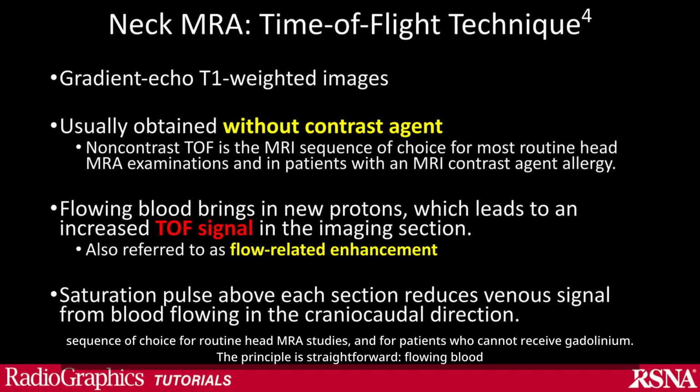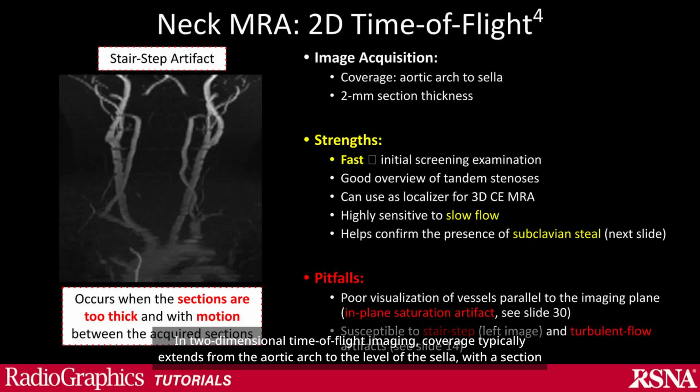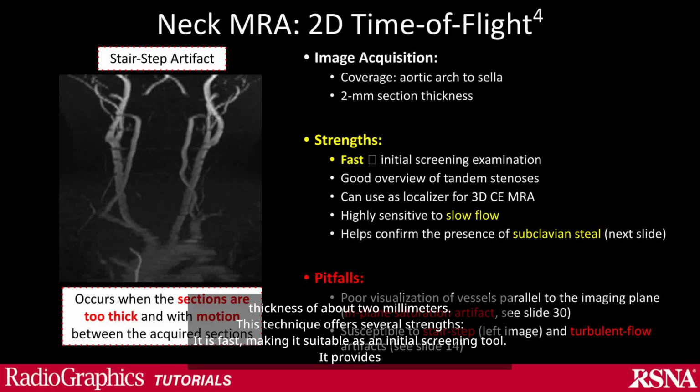The principle is straightforward. Flowing blood continually brings fresh unsaturated protons into the imaging slice, producing a strong TOF signal. This is often referred to as flow-related enhancement. To reduce unwanted venous signal, a saturation pulse is applied above each section, suppressing blood that flows in the craniocaudal direction. In this way, TOF MRA selectively highlights arterial flow while diminishing venous contamination. In 2-dimensional time-of-flight imaging, coverage typically extends from the aortic arch to the level of the sella, with a section thickness of about 2 millimeters.